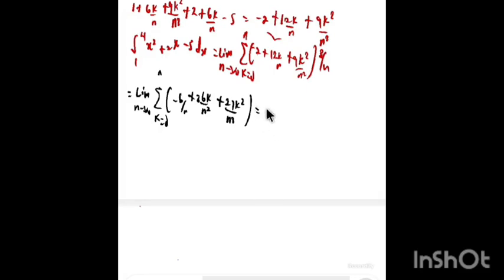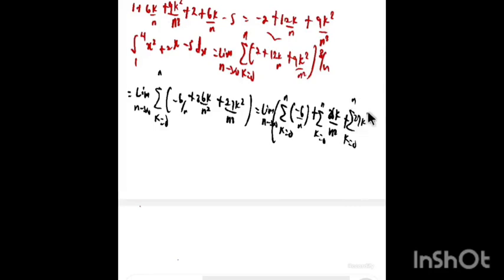So we can now find the sums one after the other. This will be equal to the limit as n tends to infinity of the sum for k from 0 to n of negative 6 over n, then let me put the bracket here, it's very important, plus the sum for k from 0 to n of 36k over n to the second power, then plus the last one, the sum for k from 0 to n of 27k to the second power over n to the third power. That's cool. Now you evaluate the sums one after the other.